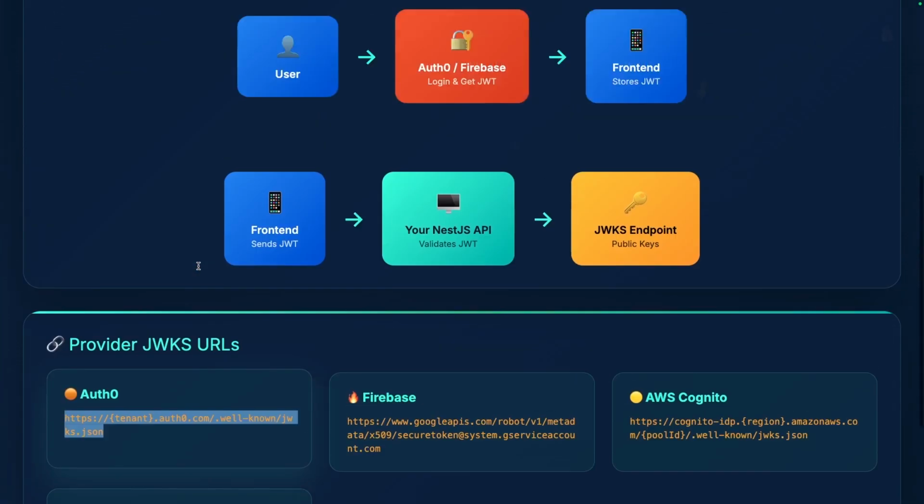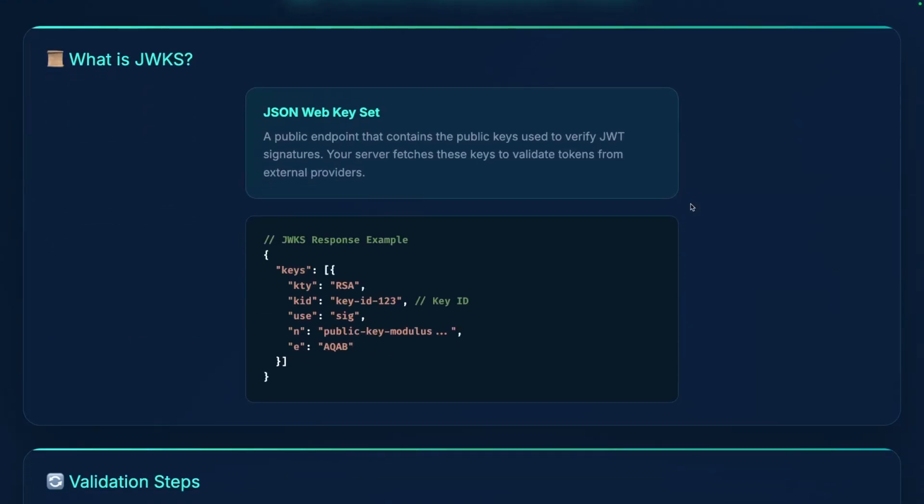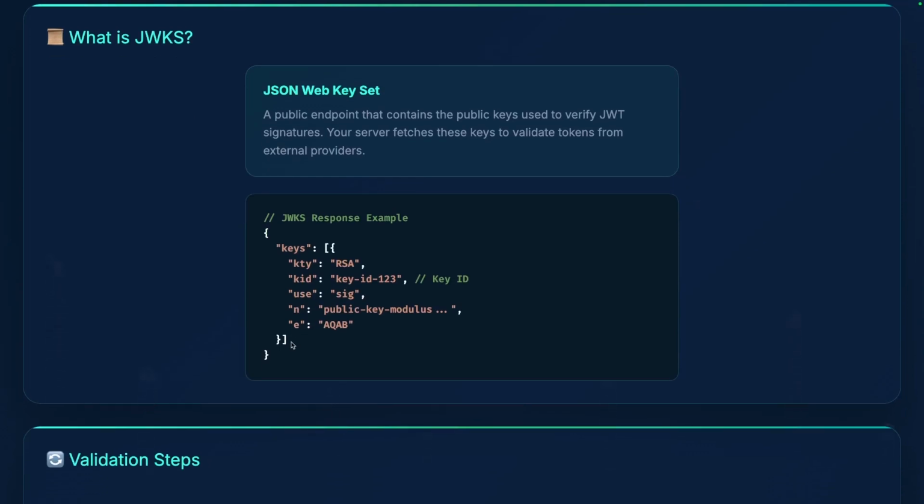Now if this URL is there, then it is very easy. JWKS validation is very easy. What happens is these external parties expose the public keys. When you hit this URL, you will get a response something like this: keys, key ID, use, and all.